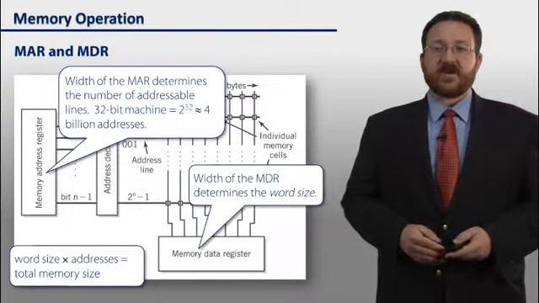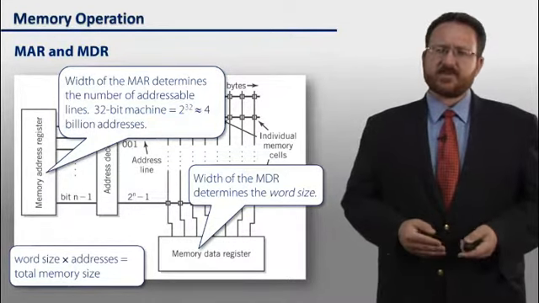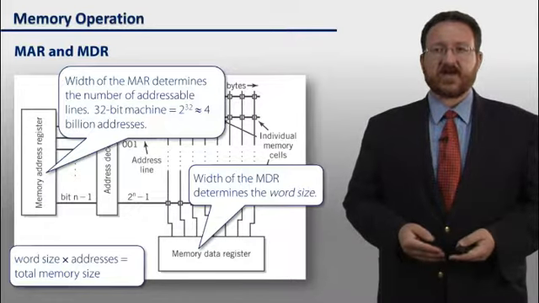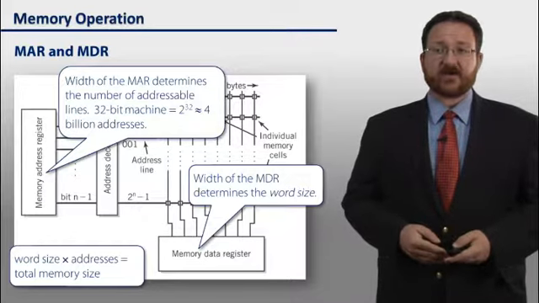The width of the MAR determines the number of addressable lines that we have. With an 8-bit machine, this would be 256 possible addresses. With a 32-bit machine, we'd have about 4 billion different addresses.